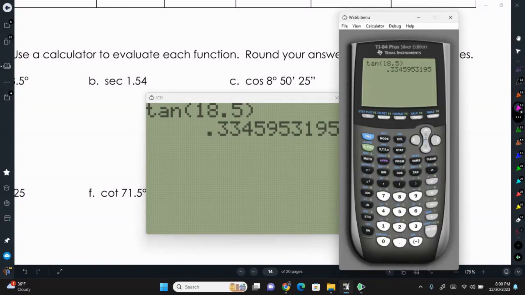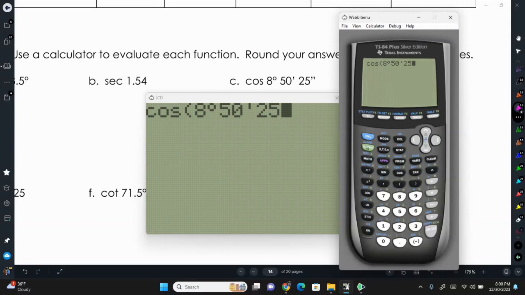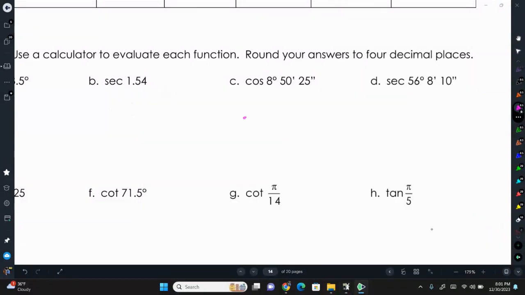And then, like I said, I'm going to do the degrees, minutes, seconds ones. So the cosine of 8 degrees, remember second apps gets you to angles, 50 minutes, and then 25 seconds. And that gives us 0.9881.